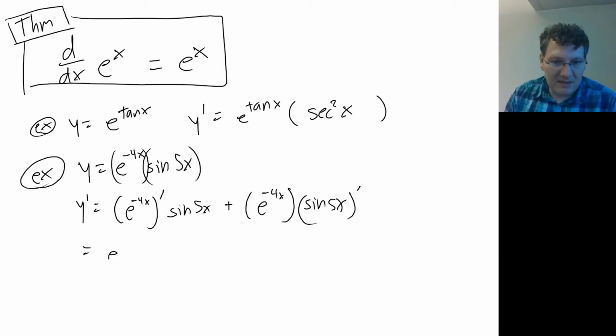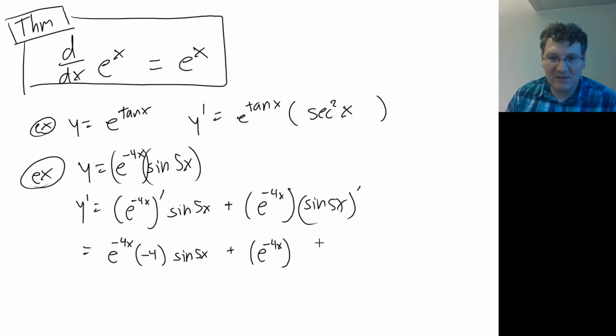We've got e to the... the derivative of e to any power is that same thing, e to the negative 4x times the derivative of the exponent, which is going to be a negative 4. And then we have the sine of 5x. On the other side, we've got e to the negative 4x times the derivative of the sine function, which is the cosine of 5x, times the derivative of 5x, which is a 5. And that's it. We could clean it up a tiny bit.